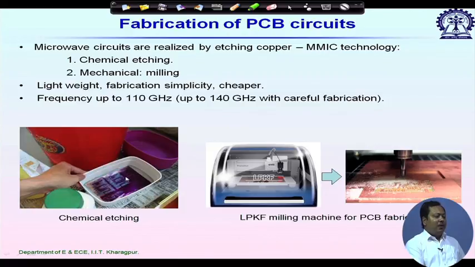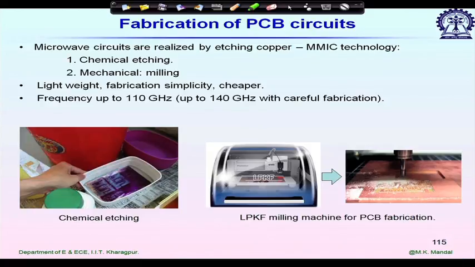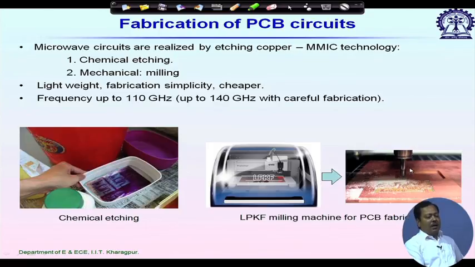We have one more method, which is using mechanical milling. We have some computer controlled machine like this. In IIT Kharagpur we have one LPKF and one MITS machine. Inside this machine we have a drilling machine like this, and it can also do milling. We have different types of bits for different purposes. For milling we have milling bits, for drilling we have drill bits, and to cut away a substrate part we also have a substrate cutter.